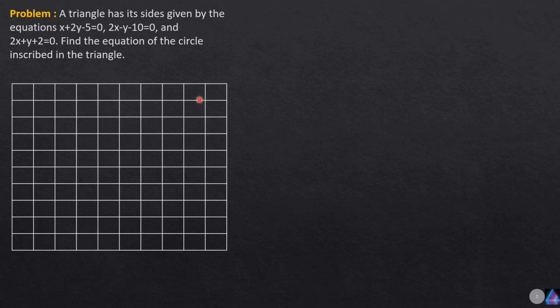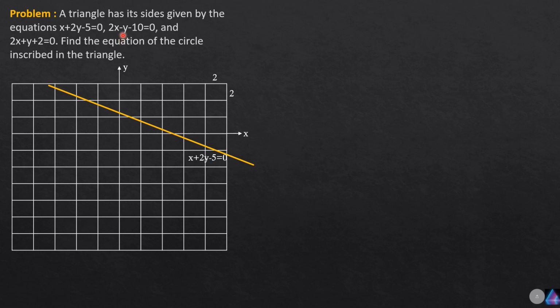So let's have these squares 2 by 2 units. For the first line, when y is 0, x is 5, and when x is 0, y is 2.5. So this is the origin, 5 here, 2.5 somewhere here. So that's the graph of x plus 2y minus 5 equals 0.